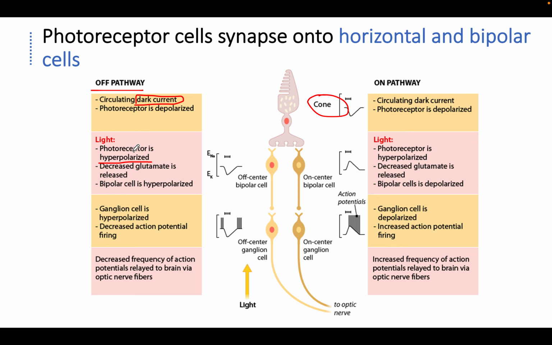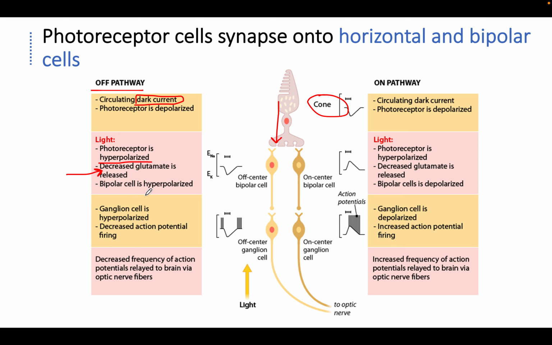So whenever we have light, we become hyperpolarized. That means we move away from threshold, right? We're getting more and more negative. Because of that, we send fewer graded potentials down this cell, down our cone here, which means we release less glutamate. If we look at this section right here, we're releasing glutamate in smaller quantities. So decreased glutamate is released.